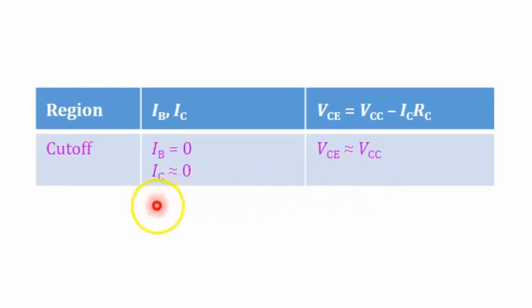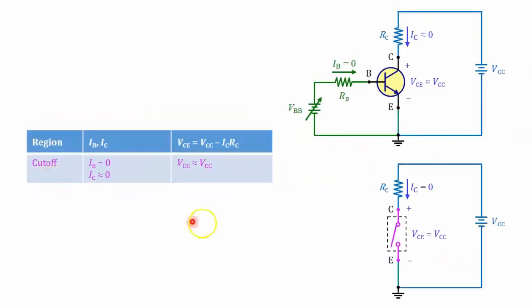If we ignore the very small collector to emitter leakage current ICO, then IC is equal to 0, and VCE is equal to VCC. Referring to these current and voltage values, we can conclude that the transistor operates as an open switch. Let's explain the reasons for this now.